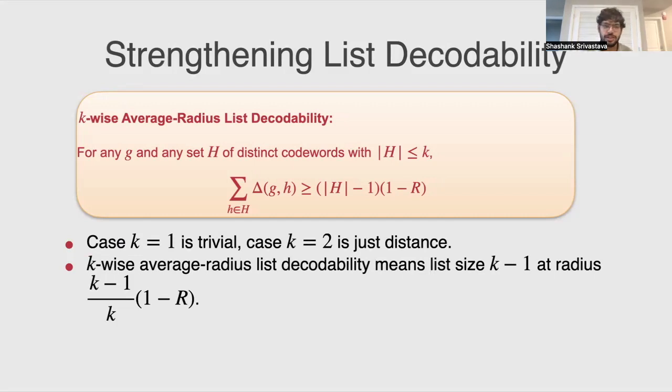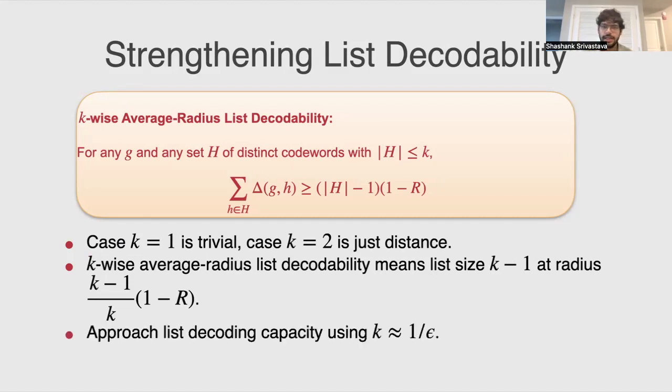And in particular, it must be outside of the Hamming ball. So the number of codewords that can be inside the ball has to be at most k minus 1. And there exists something called the generalized Singleton bound, which says that this list size of k minus 1 at this threshold is the best one can hope for. We cannot hope for a list size of k minus 2 at this threshold.